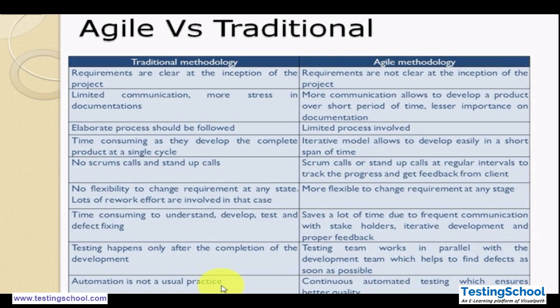But in the traditional model, it was not available. Here in the agile model, we have continuous automated testing which ensures better quality. So in agile, it is possible to automate your requirement in parallel while the development team is developing the software. So these are a few differences, or you can say a few comparisons, between agile and the traditional model.